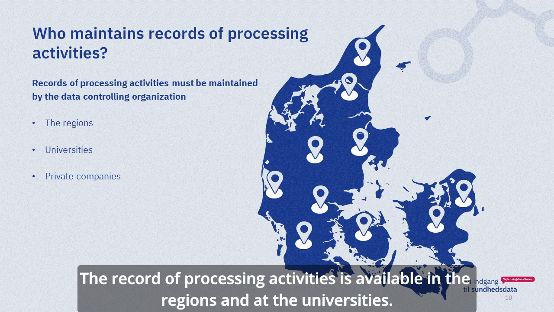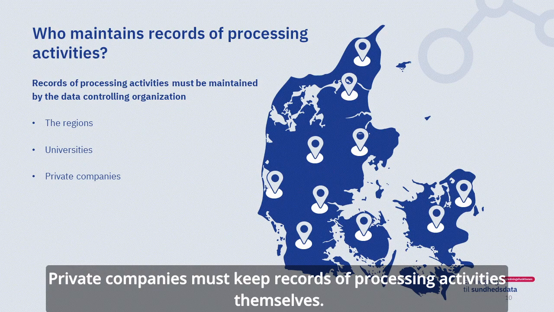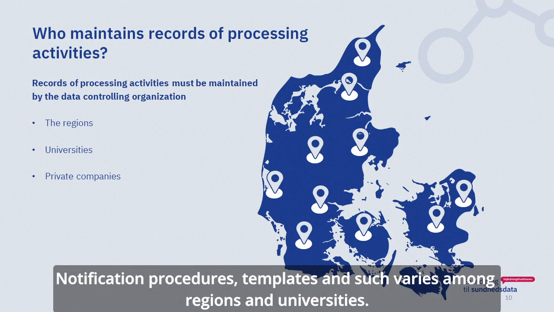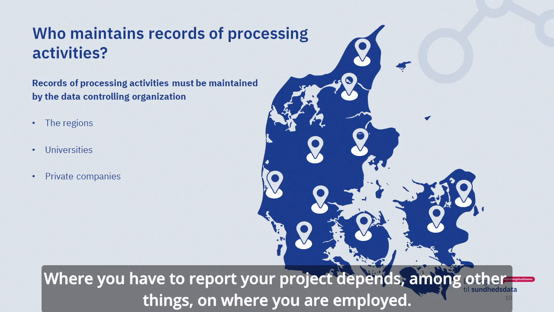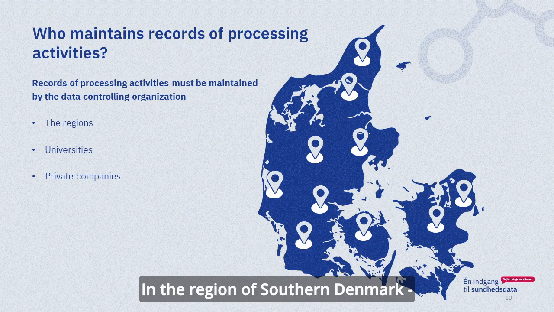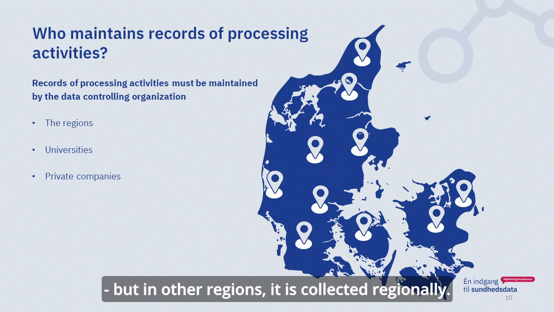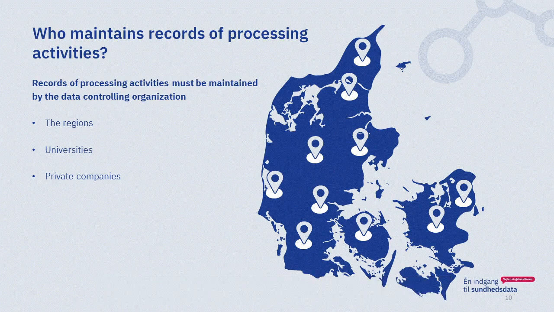The record of processing activities is available in the regions and at the universities. Private companies must keep records of processing activities themselves. Notification procedures, templates, and such vary among regions and universities. Where you have to report your project depends, among other things, on where you are employed. In the region of Southern Denmark, notification to the record of processing activities is based locally at the hospitals, but in other regions it is collected regionally.